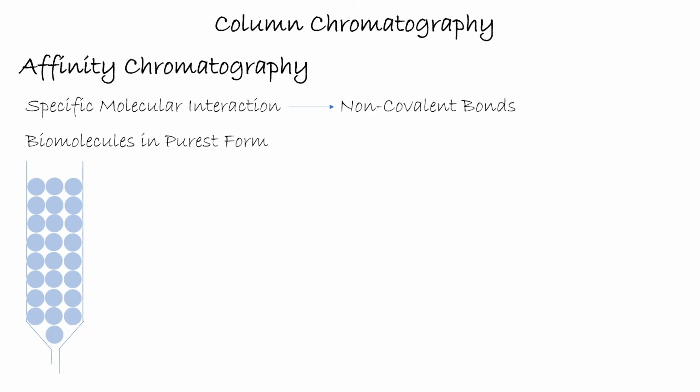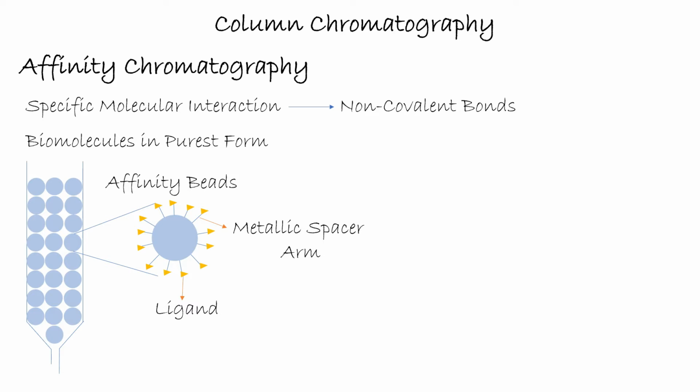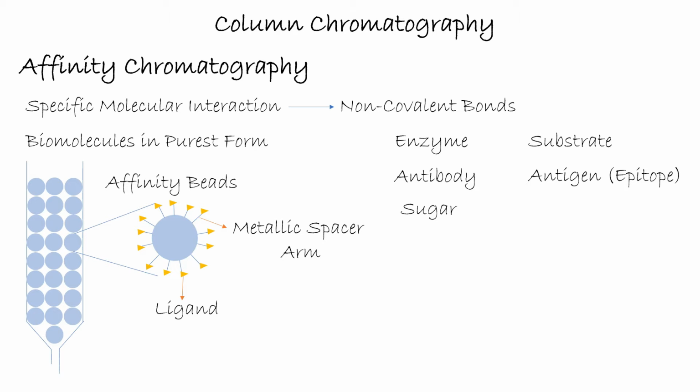In this method, columns are filled with affinity beads consisting of metallic spacer arms and associated ligands that bind to the target compound. The type of ligand used will depend on what we want to purify. For example, if we want to purify an enzyme, then the ligand must be its substrate. And if we want to purify an antibody, then our ligand must be an antigen, or to be more accurate, an epitope. For sugar-based purification, we require sugar-binding agents known as lectins, and for biotin-based separation, we use avidin as ligands.